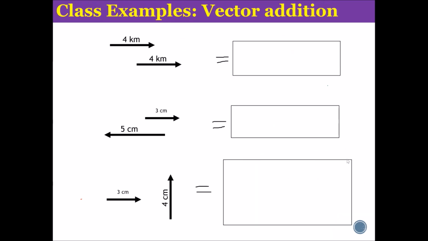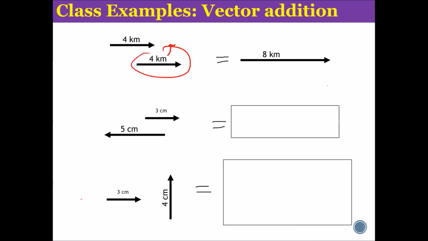Let's try a few more. Try these on your own first and then come back and check your work. So pause this video, pause it now. Welcome back. For the first one, did you get 8 kilometers to the right? Pick this one up, move it tip to tail with the first one without rotating it, and you get a total of 8 kilometers. For the second one, you have 3 centimeters to the right and 5 centimeters to the left. Your resultant from start to finish should be 2 centimeters to the left.